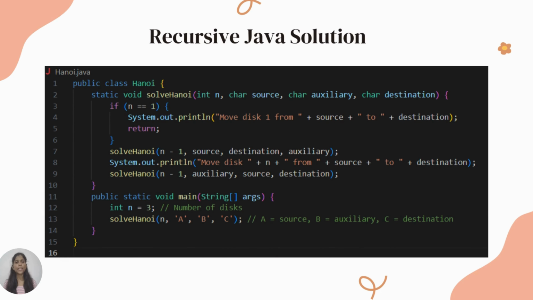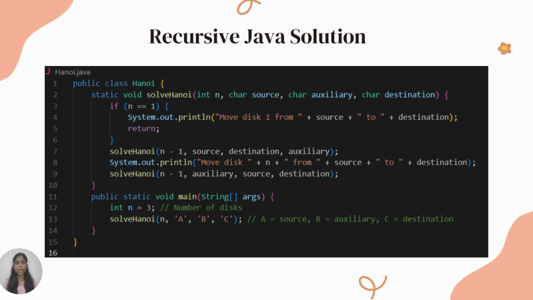This is a simple Java program to solve Tower of Hanoi using recursion. The method is called solveHanoi and it takes four parameters: the number of disks n, source, the starting rod, auxiliary, the helper rod, and destination. If there is only one disk, we simply print the move from source to destination. Otherwise, we follow these three steps recursively.